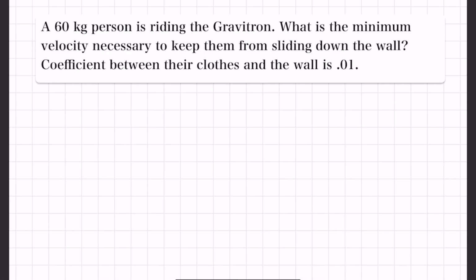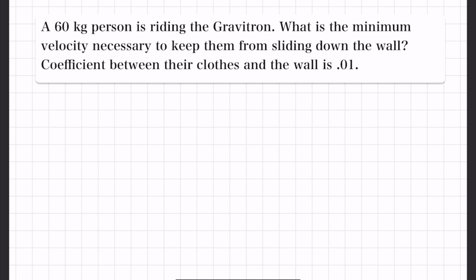Example problem number 2. A 60 kilogram person is riding the gravitron. What is the minimum velocity necessary to keep them from sliding down the wall? The coefficient between their clothes and the wall is 0.01. Okay, so I am presenting you with another multi-step problem, but this time going in a slightly different direction, and we're going to be using our centripetal forces and our centripetal acceleration.